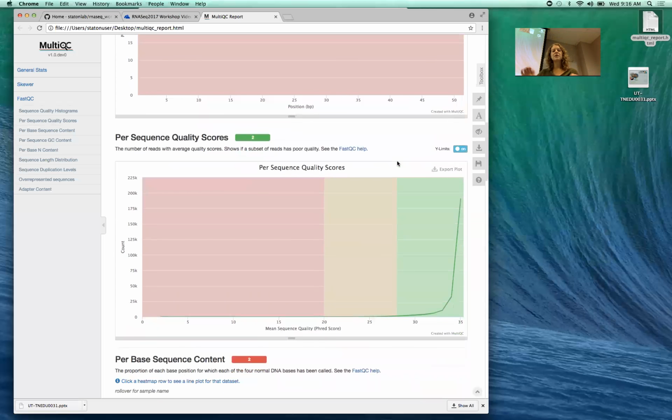This is a similar metric, but looking at the average quality score across the length of the read. So this is the mean quality score by the count, the number of reads. So the vast majority of our reads have an overall average quality from 30 to 35, which is very good. So it's 95 to 99% accurate.